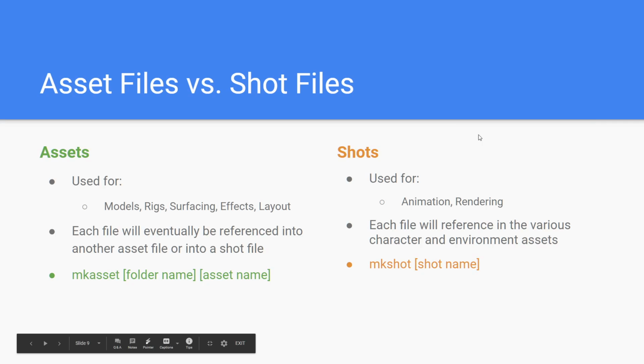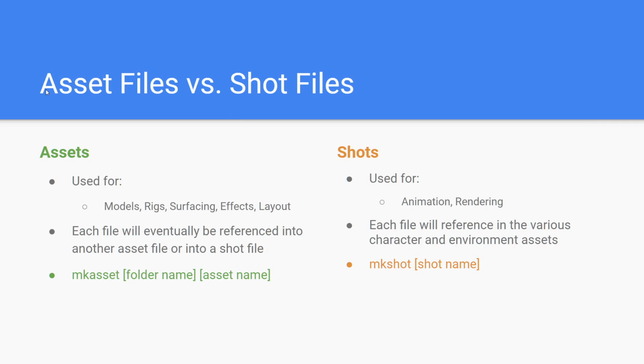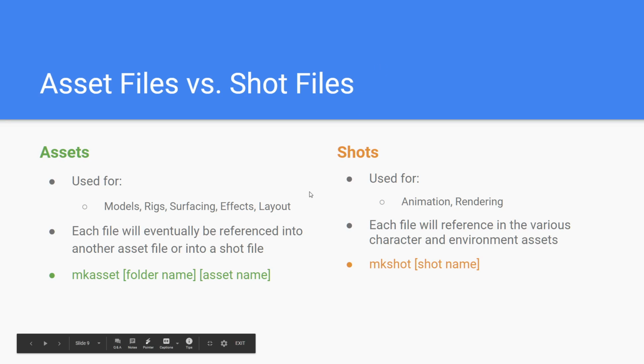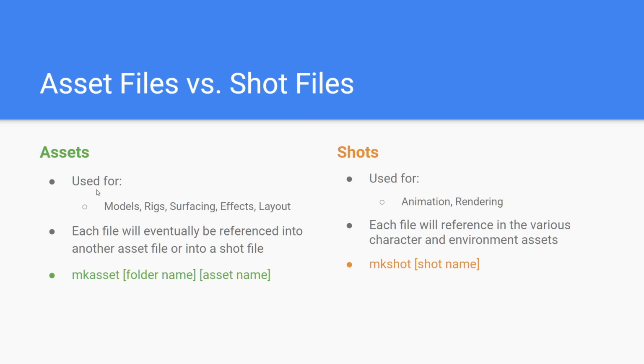So before we look at the actual pipeline and the folder structure for the pipeline, I want to describe the difference between asset files and shot files. Assets are essentially all of your Maya files used for the production stage, or the first half of the project. This is where you're doing modeling, rigging, surfacing, effects, layout. This is essentially creating all of your pieces for your film later on.